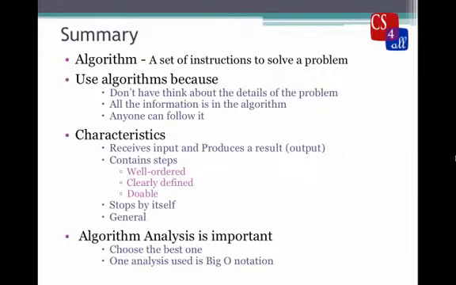So in summary, algorithms are a set of instructions that can be used over and over again to solve a particular problem or do a particular task. You use algorithms because you don't have to think about the details of the problem anymore. All the information is contained in the algorithm, and anyone can follow it. Algorithms have the following characteristics. They receive input and produce an output. They contain steps that are well ordered, clearly defined, and doable. Generally, they stop by themselves, or they stop after a certain criterion. And they're general in their application.